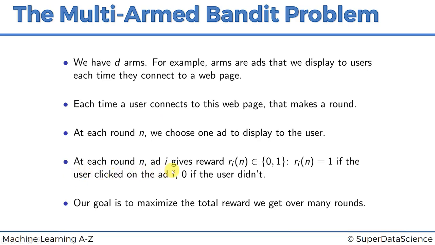At each round n, ad i gives a reward, whether it's a 0 or a 1, and basically Ri(n) is equal to 1 if the user clicks on the ad, and 0 if the user didn't, and our goal is to maximize the total reward we get over the many rounds. So that's basically what we're doing.